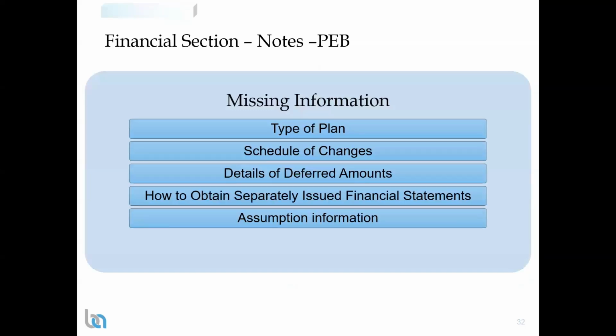Missing information. So these are disclosures that are required, but aren't always disclosed. And it's a bit of the same issue as the previous slide, where because you're using the wrong disclosure template, perhaps, now you're missing information from what you're supposed to be disclosing. So these are common things that have been missing: the type of the plan, the schedule of changes, details on the deferred amounts, how to obtain information from the plan or from the financial statements of the plan, assumption information, sensitivity disclosures.